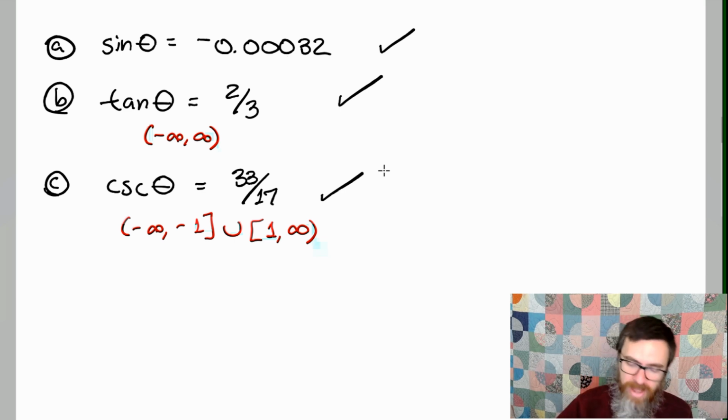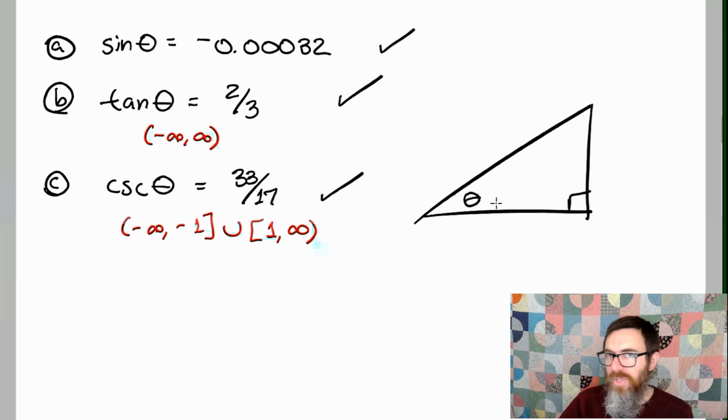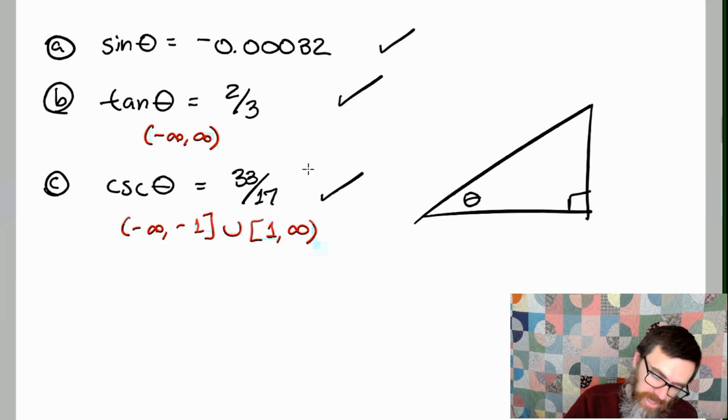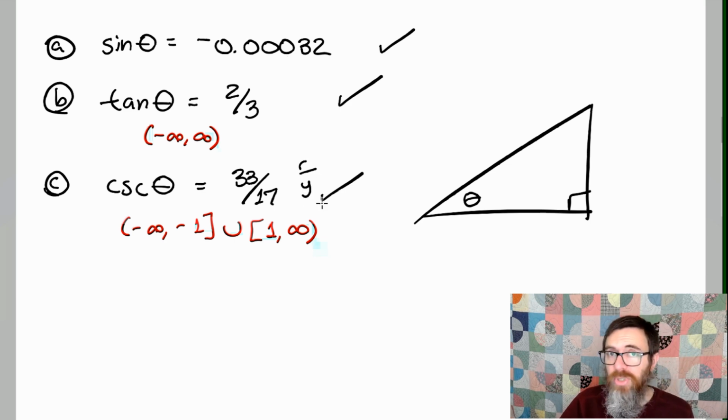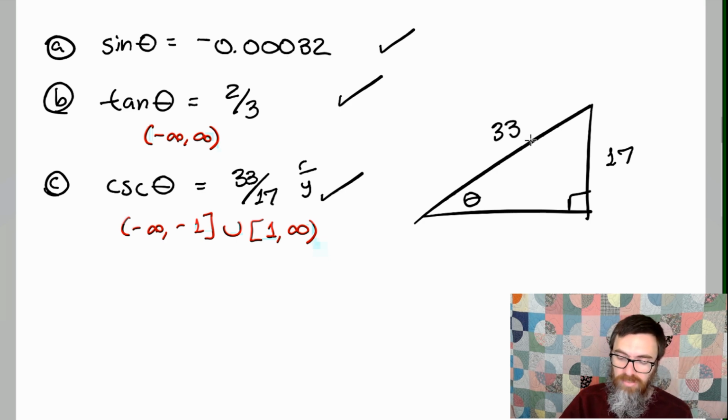Think about the picture for that, right? So the way that cosecant is defined is r over y. Is it possible to construct a right triangle so that the y value is 17 and the r value is 13? Yes, that is possible.